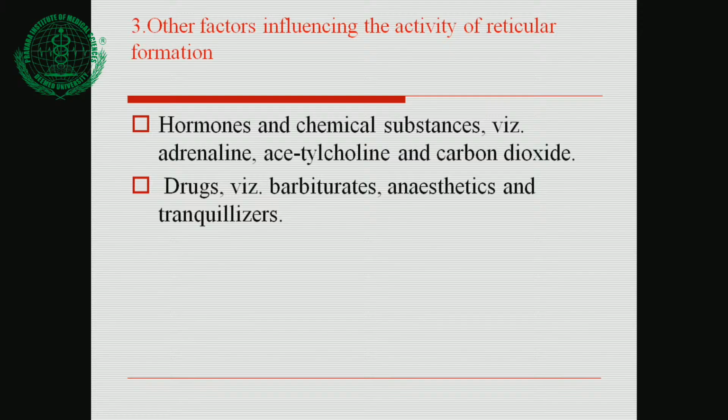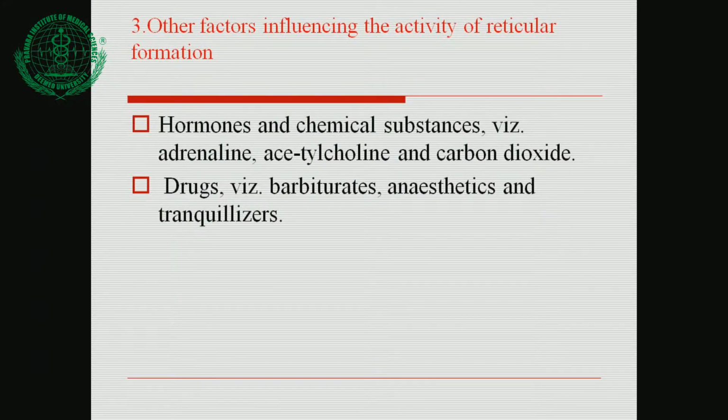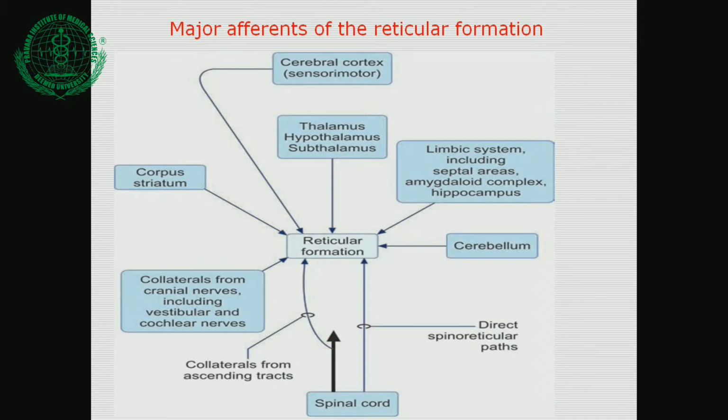So the afferents of the reticular formation are divided into three groups. Number one, the ascending pathways, number two, the central nervous system, and third, other factors influencing the activity of the reticular formation. Now the efferents of the reticular formation, first in this schematic diagram.